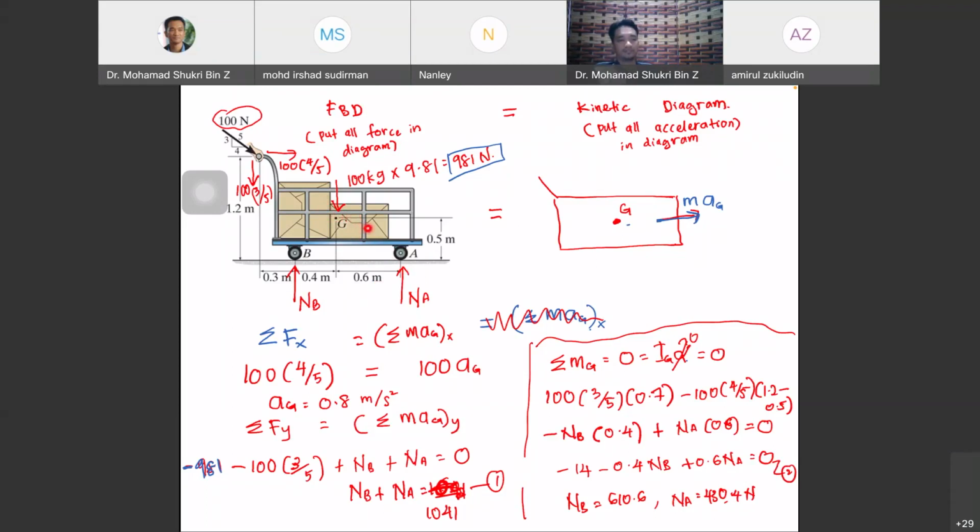Alright. Sama dengan kinetic dynamics. Kinetic ni kena masukkan semua acceleration. Okay. Acceleration sahaja dalam diagram ni. So acceleration yang ada adalah AG bertindak pada dia bertindak pada MA MG. Okay, MAG. Right.